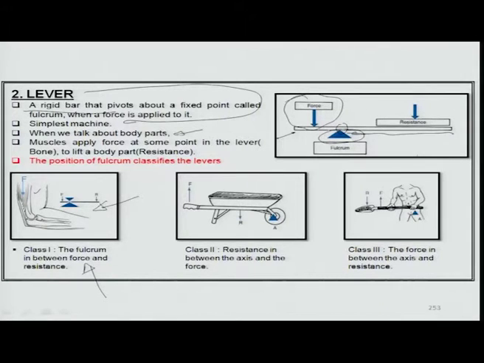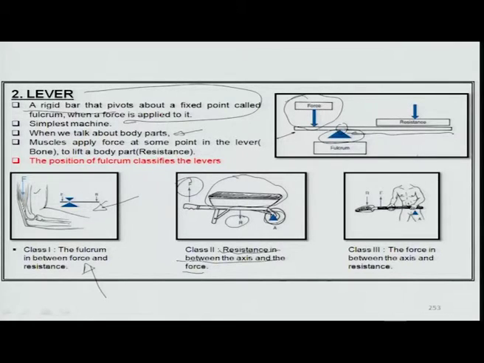Then there is a class 2, where the resistance is in between the axis and the force. So this is the fulcrum point in such cases, and the resistance that you want to lift is actually around this. So you have to begin to categorize different motions within the body where this is possible, and there is a force on the other side which is able to lift up the load which is placed in between the fulcrum and the force.